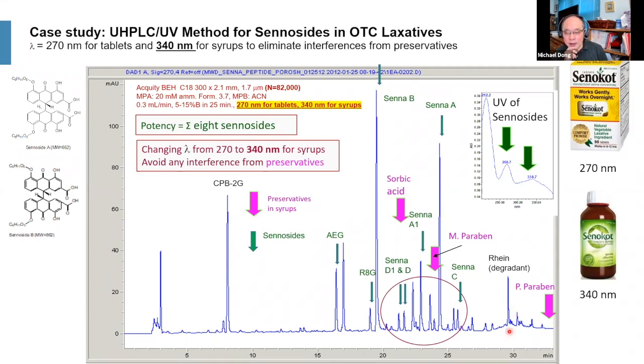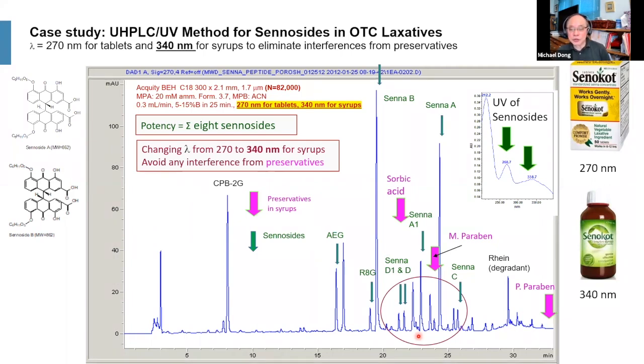In a syrup, ideally use the same method for the tablet and the syrup. But in the syrup, there is a problem because we cannot have the preservative interfere with the potency assay, right? So here is the dilemma. Do I redevelop the method, which is very difficult, or can I have another way?